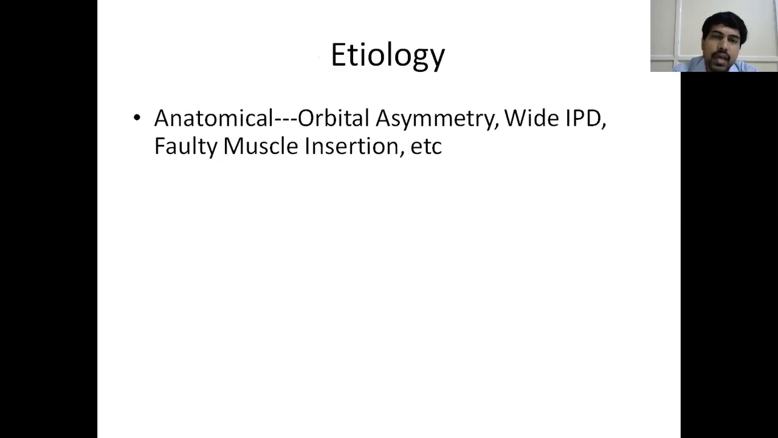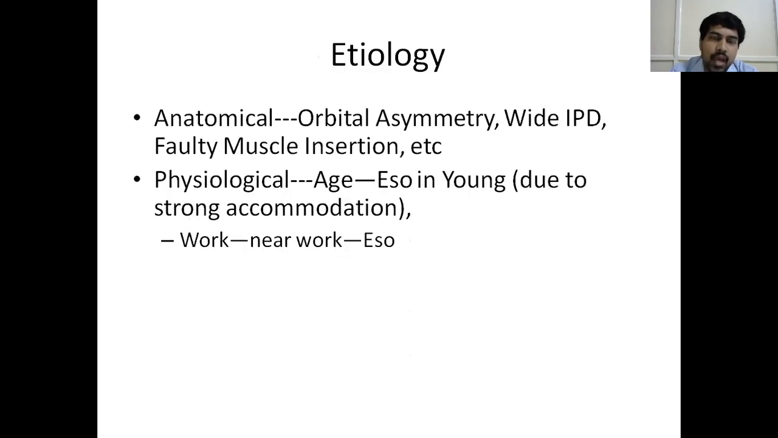Now, what is the etiology? Anatomical. It could be because of orbital asymmetry, wide interpupillary distance, faulty muscle insertion, etc. And physiological: age. Small people, children, have a strong accommodation. Usually children can accommodate up to 14 to 15 diopters extra. By the age of 40 years, you might be seeing your parents, when they reach the age of 40, they'll be using reading glasses for near. Because while doing near work, we need accommodation.